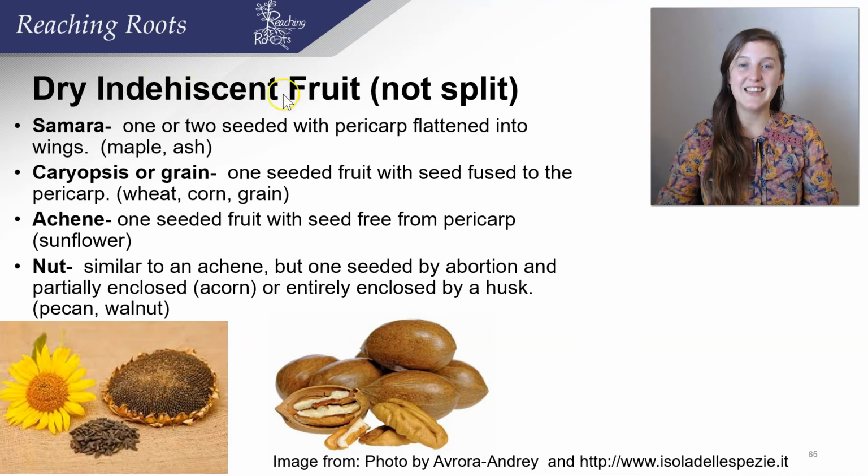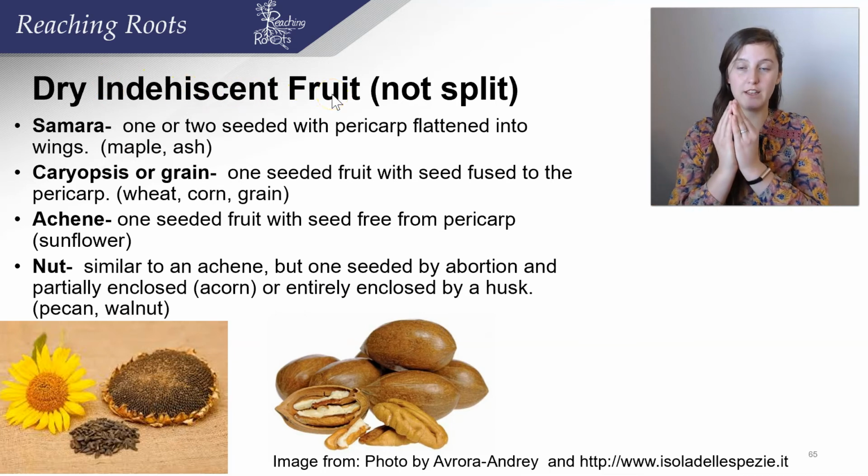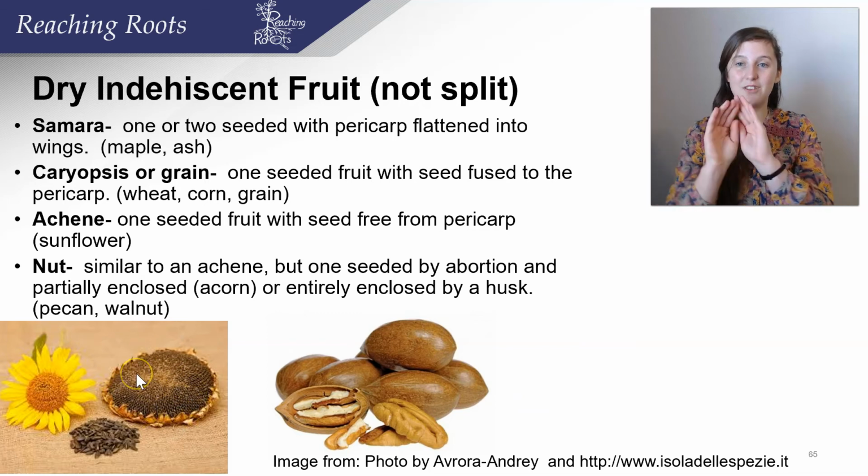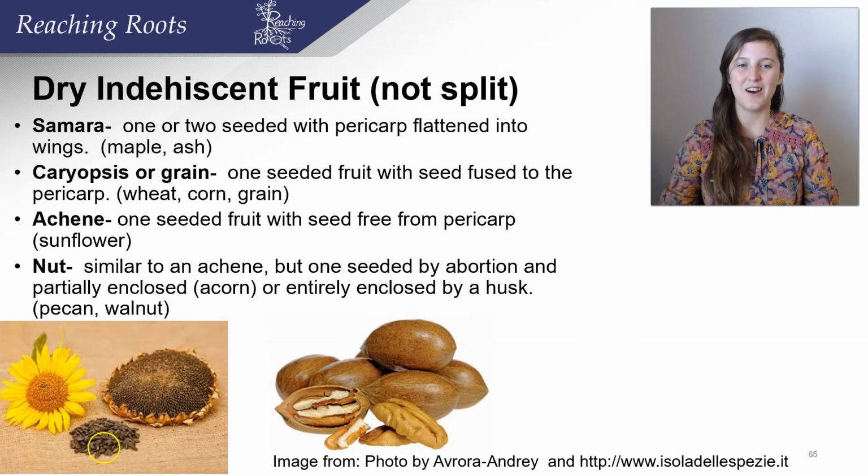For the dry, indehiscent fruits that do not split at maturity, the examples are samaras, which come from maple trees, grains, such as wheat or corn. Achenes, which we covered, are like strawberries. An example is a sunflower, so you can see all the seeds on the outside of the ovary, just like in a strawberry, and these seeds can be harvested.